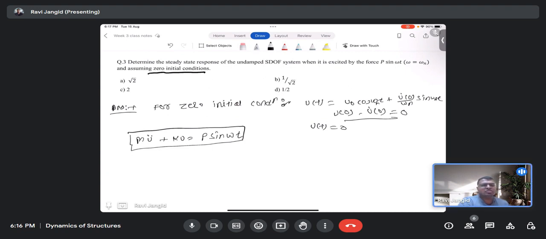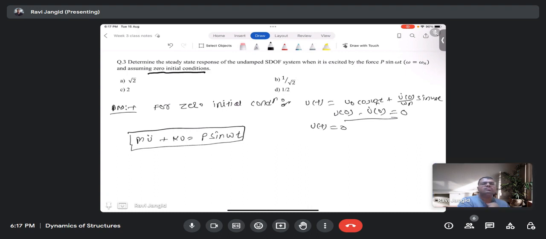But actually in forced vibration, our transient response will diminish. Our steady state response is more important than the transient response because the transient acts only for a shorter time. So that's why we are neglecting this in the system.